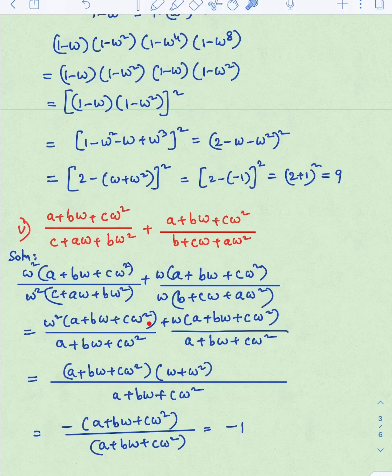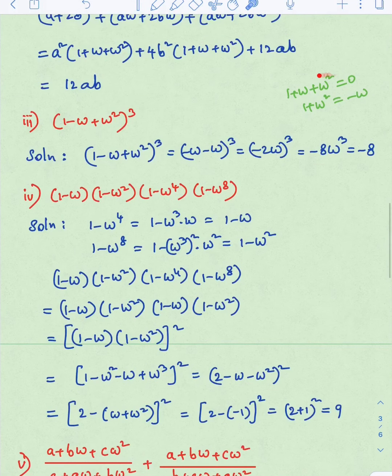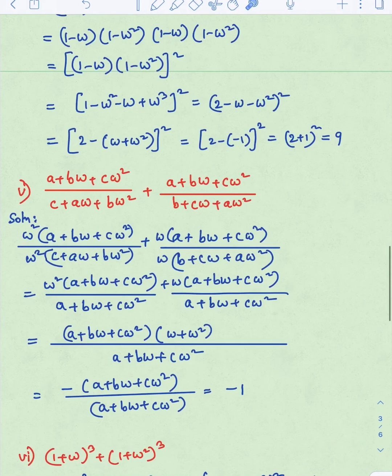Now observe the numerators. The terms which are in brackets are the same. They are common here. And omega square plus omega is taken in another bracket. This is the same. What is omega plus omega square? In the previous page you can see that omega plus omega square is minus 1. So put minus 1 in that place here.